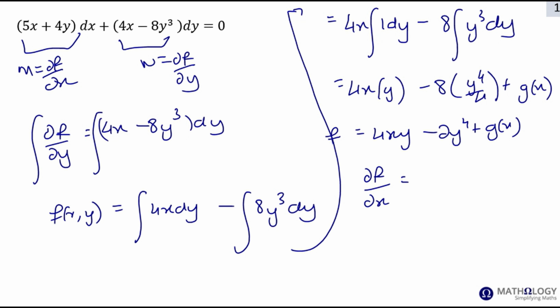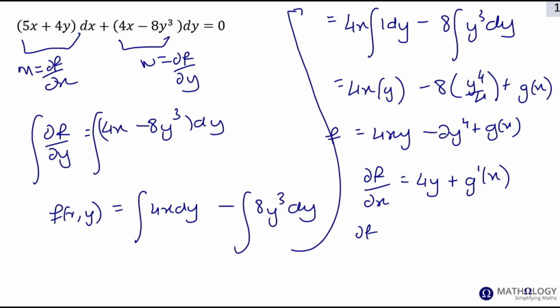So the derivative of 4xy with respect to x is just going to be 4y. The derivative of x is 1, so we're not going to put that 1 in. The derivative of minus 2y to the 4, but with respect to x, is going to be 0 because there are no x's here. So everything's treated as a constant, and the derivative of a constant is 0. Plus the derivative of g of x, which is a function only of x, when you differentiate with respect to x, is just going to be g prime of x.